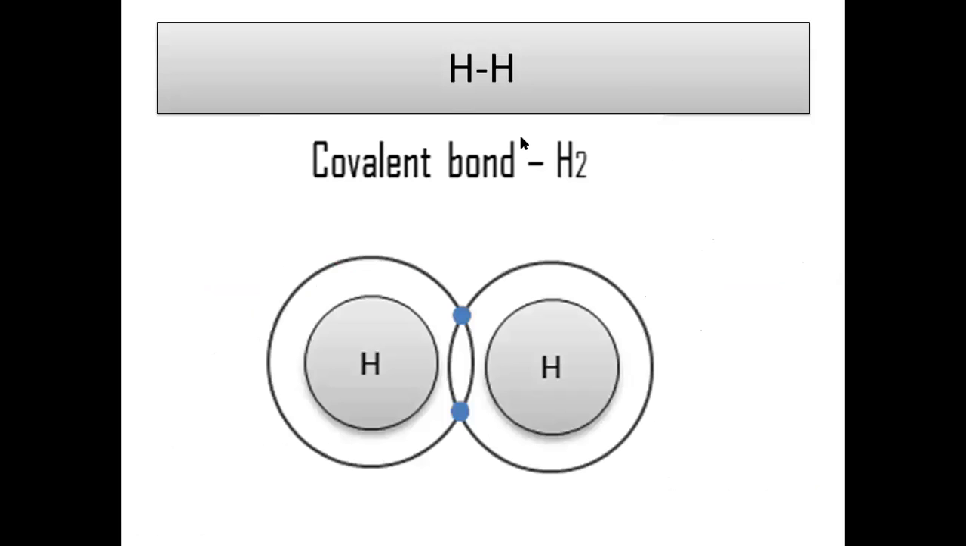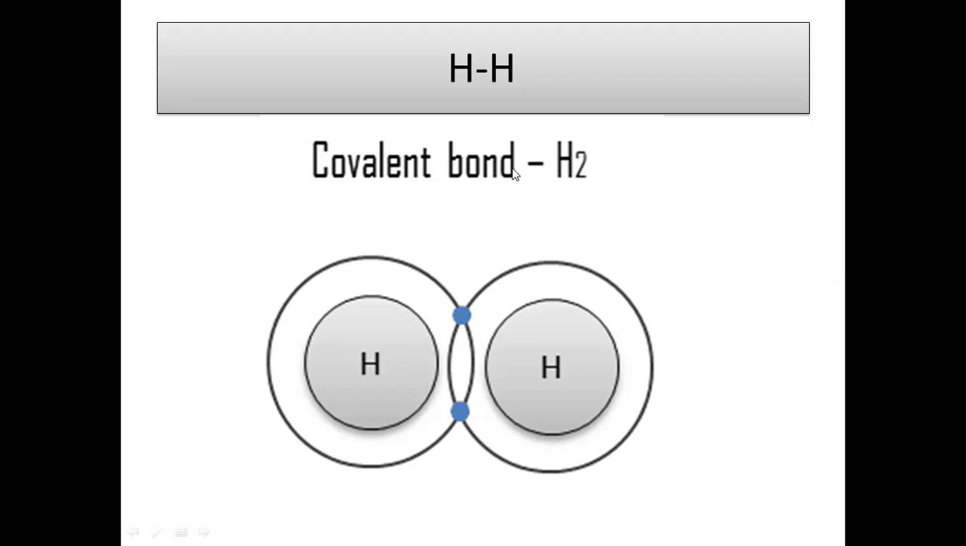Starting with a very simple molecule, this is the hydrogen molecule, and each hydrogen atom is having only one electron, present in the first shell, and the electronic configuration of hydrogen is 1s1. There is a maximum availability of only two electrons in the first shell. So by sharing one electron by each hydrogen atom, the first shell is complete, and this is the formation of the covalent bond.